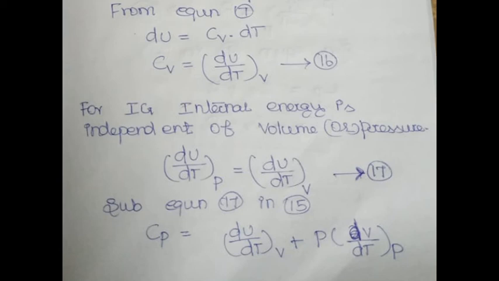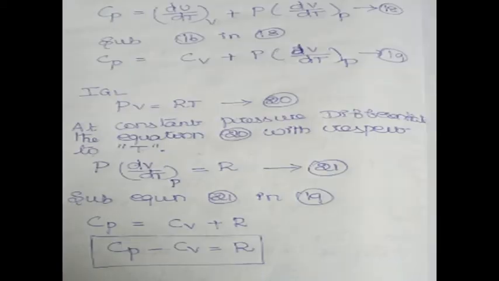Substitute equation 17 in equation 14. Finally we get Cp is equal to dU by dT at V plus P into dV by dT at P. This is the 18th expression. Substitute 16 in 18: Cp is equal to Cv plus P into dV by dT at P. This is the 19th expression.